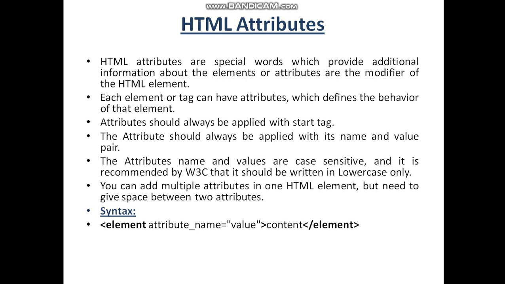You can add multiple attributes in one HTML element but need to give a space between two attributes. Here is the basic syntax. First of all, the element. Here element means any tag like your p tag. So here in the element we use a p tag as an example. Next, attribute name is equal to value. Next here is the content and end of element.